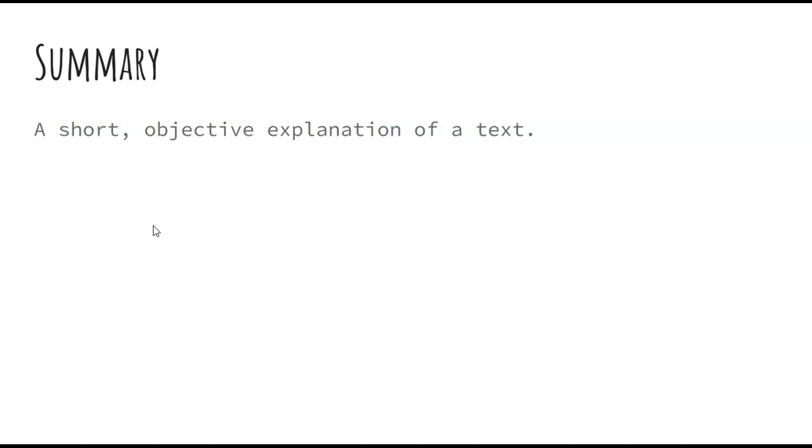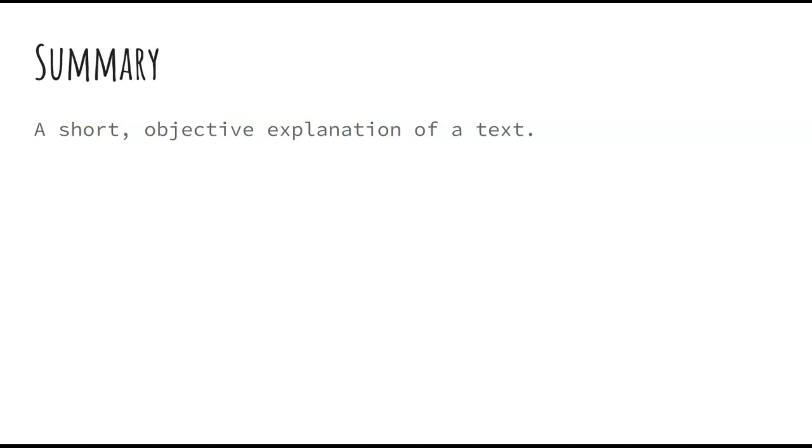I'm hopeful that you have at least heard the word summary before, but if not, here's a really good definition for you. A summary is a short, objective explanation of a text. I'm going to read that one more time. A summary is a short, objective explanation of a text. We're going to get into this a little bit more here in just a second, but there are a couple of keywords that I want to point out here.